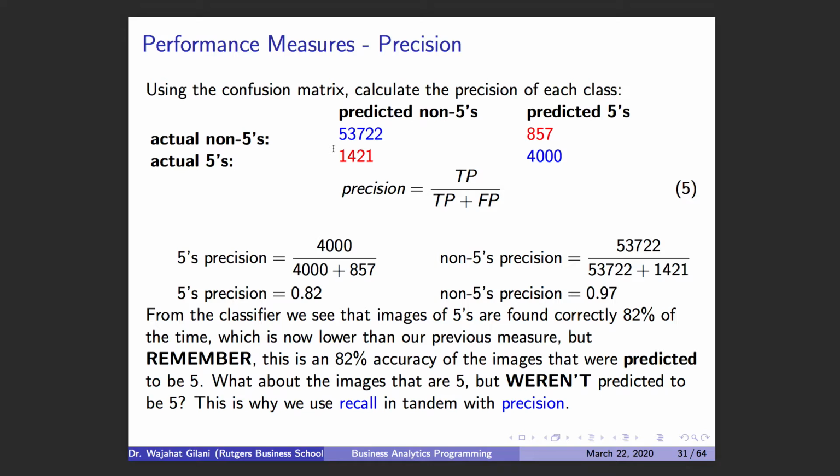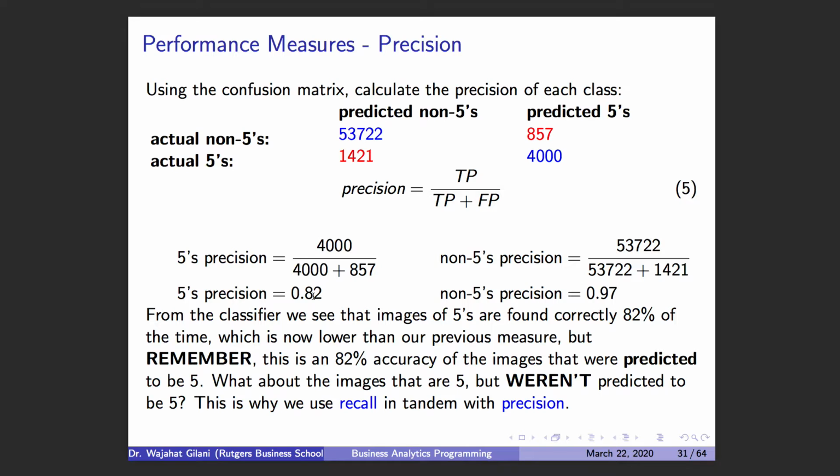Now, for our actual matrix, 5's precision was what? 4,000 divided by 4,000 plus 857, your true positives divided by your true positives plus false positives. That gives us a precision of 0.82. This is the 82% accuracy of the images that were predicted to be 5.